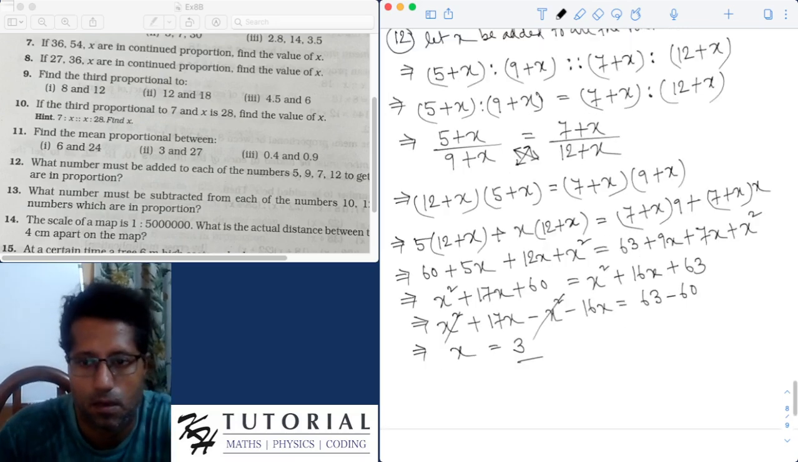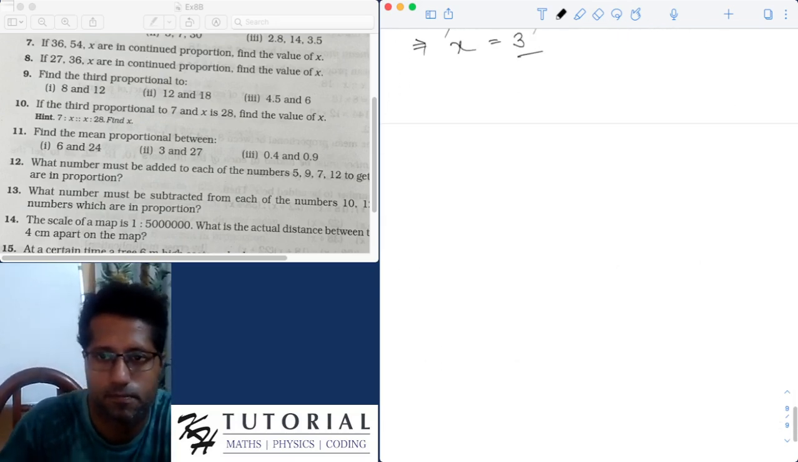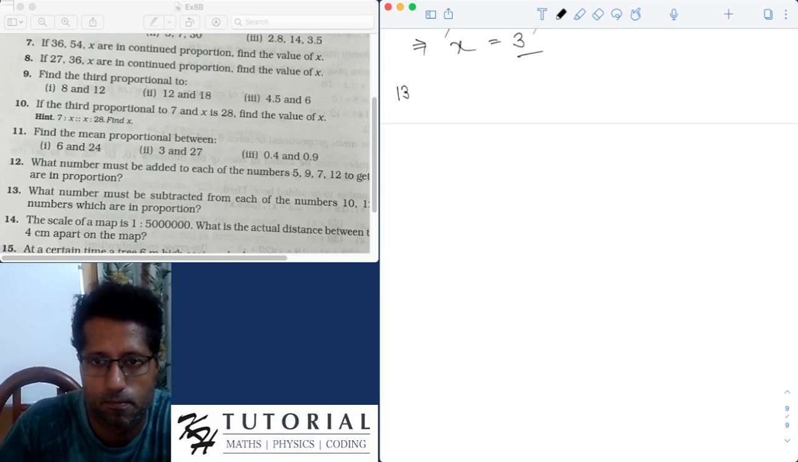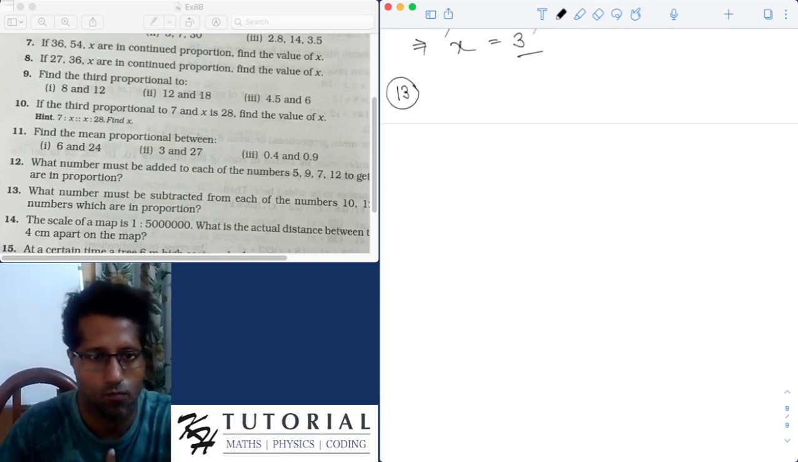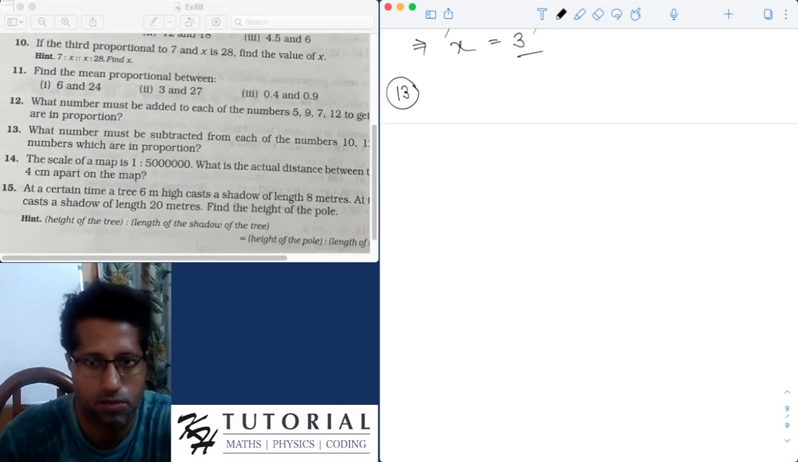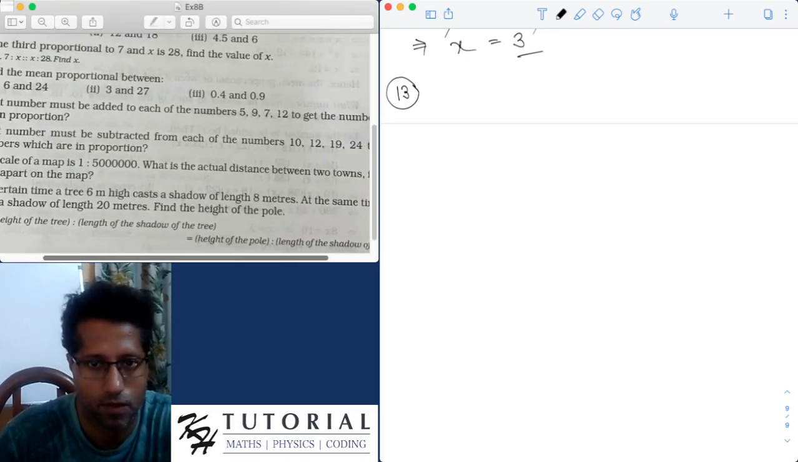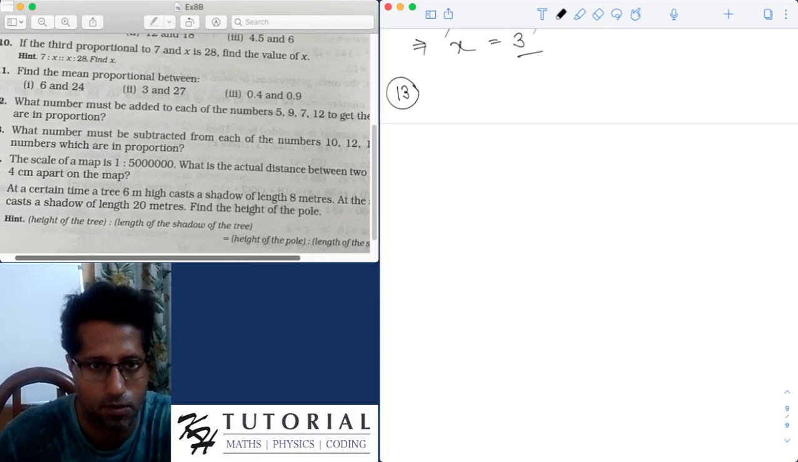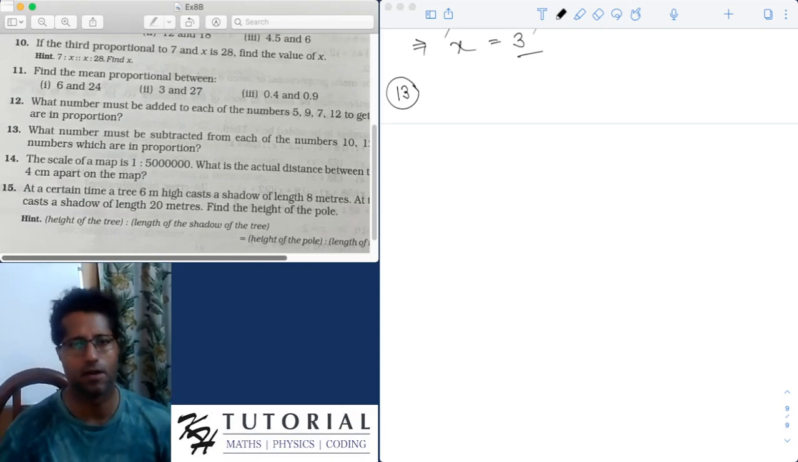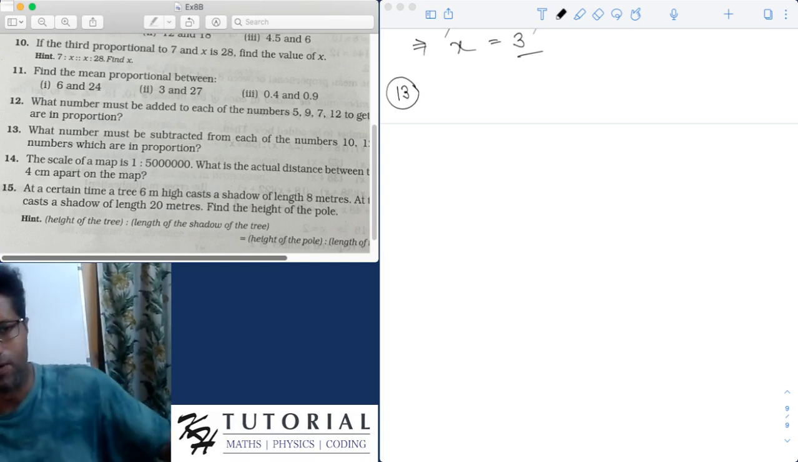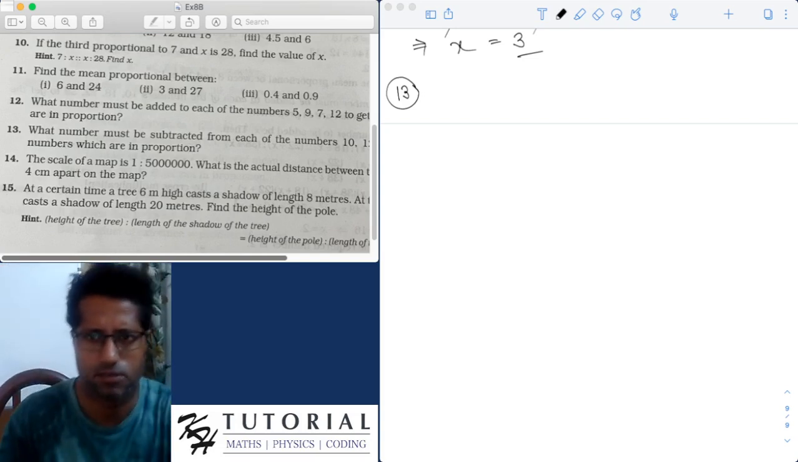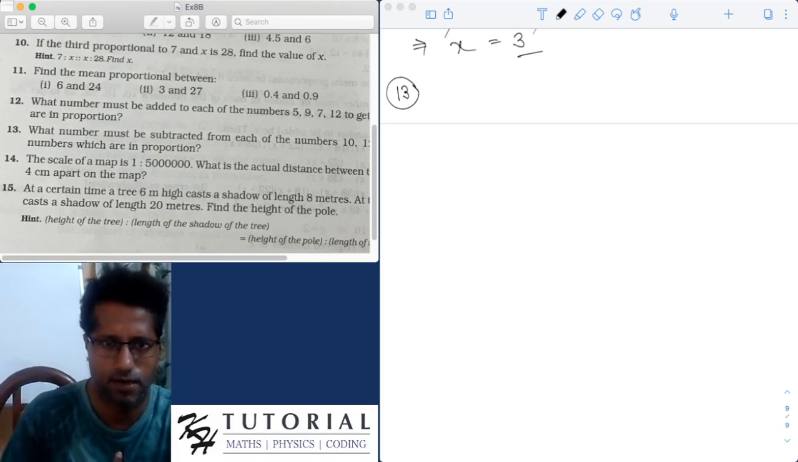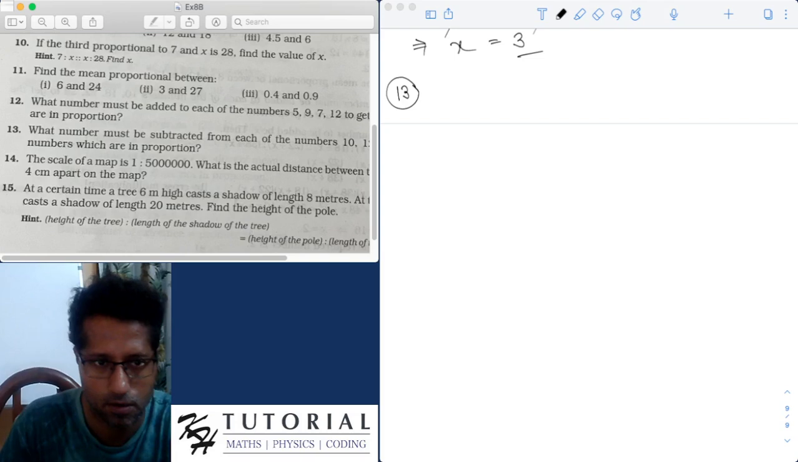Okay, let's do problem number 13. What number must be subtracted from each of the numbers 10, 12, 19, 24 to get numbers which are in proportion? So it's a similar kind of problem like the 12 one. I will not completely solve it. I will just do a few steps so that you get enough idea to solve it.